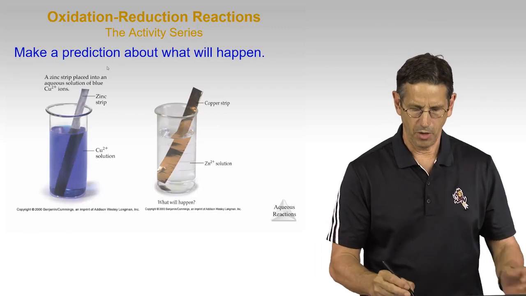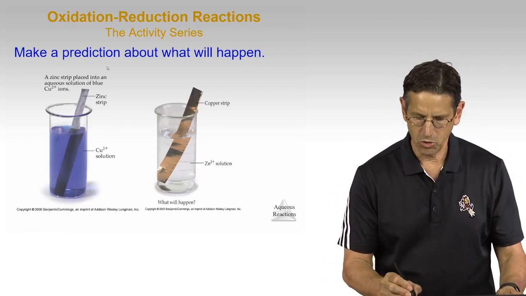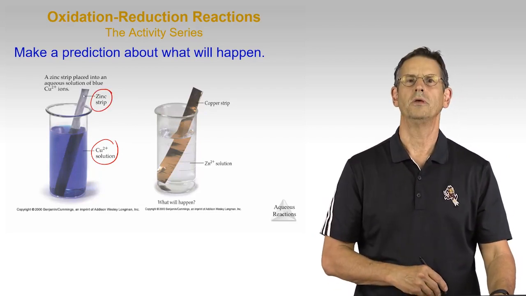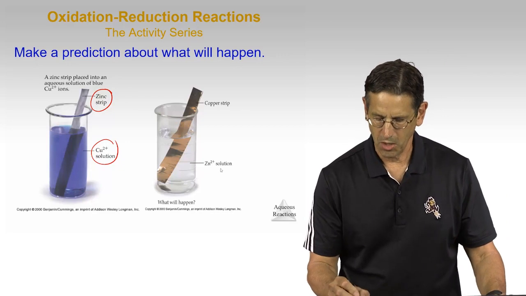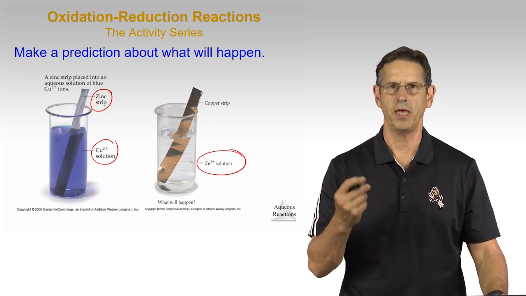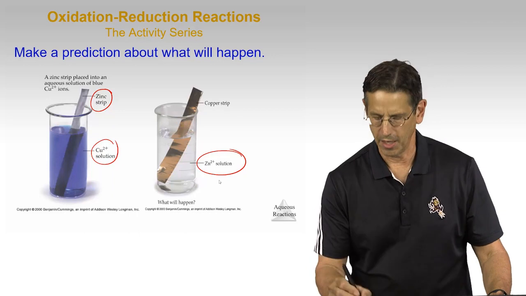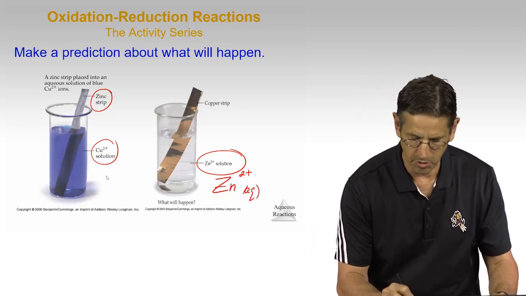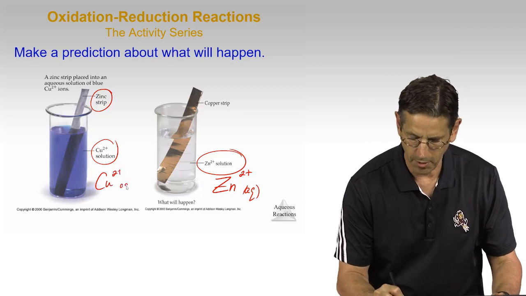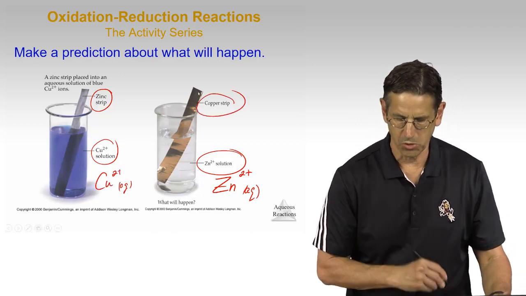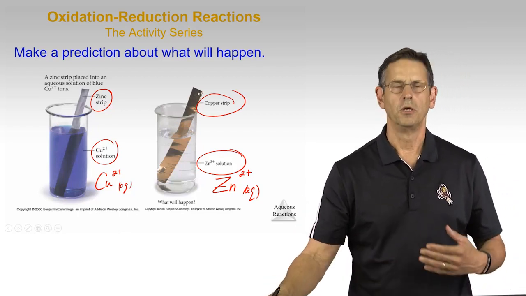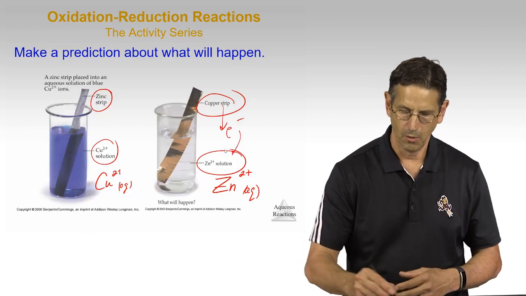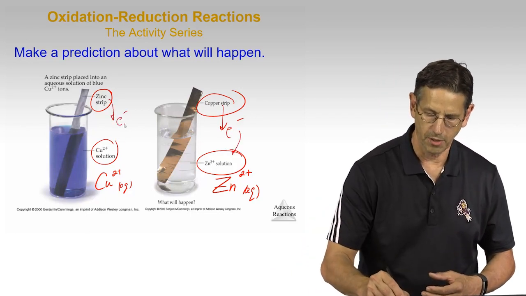So here's an example. On the left side, we have a copper 2+ solution, hence the blue color, with a zinc metal strip just floating there. Okay. On the right side, we've got the zinc 2+ solution, so aqueous zinc metal cations. Remember, that is zinc 2+ (aq), and this would be copper 2+ (aq), with a copper strip. So the question is, does the copper give up electrons to the zinc, or does the zinc give up electrons to the copper?